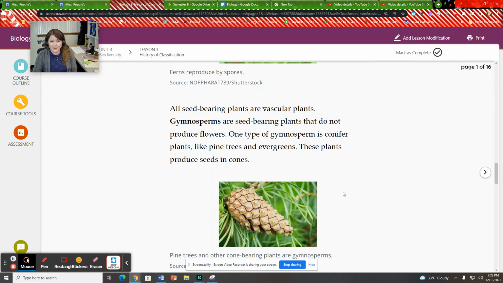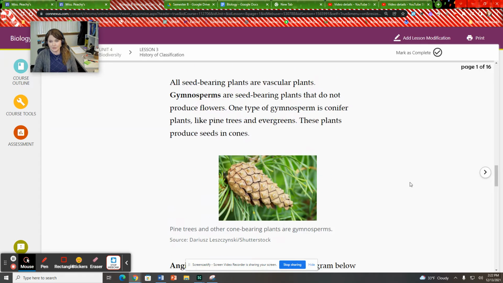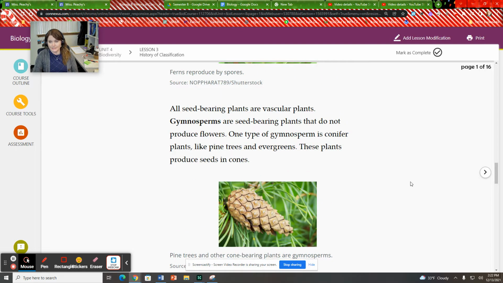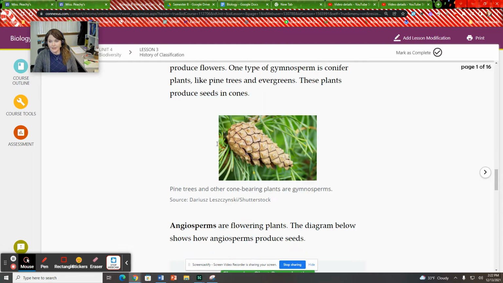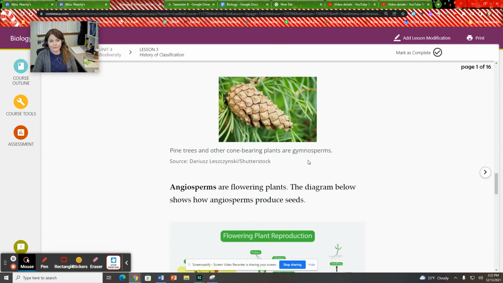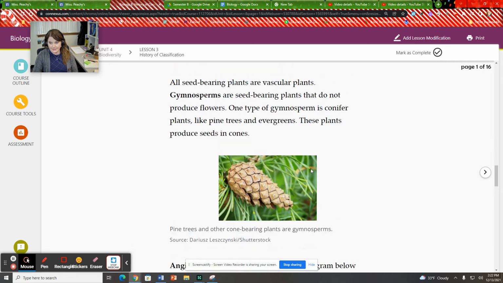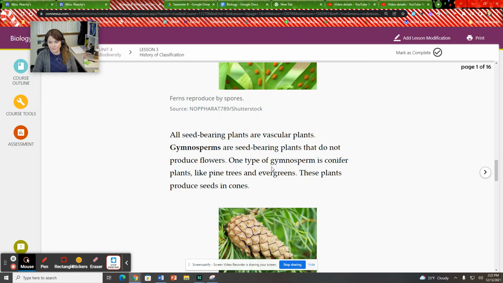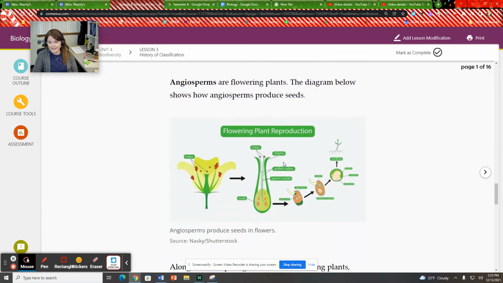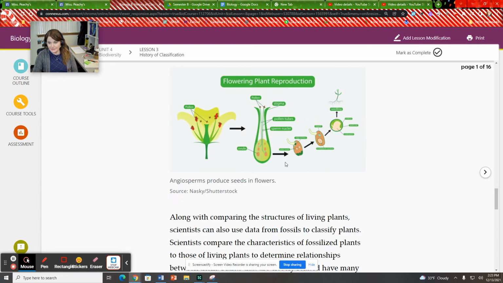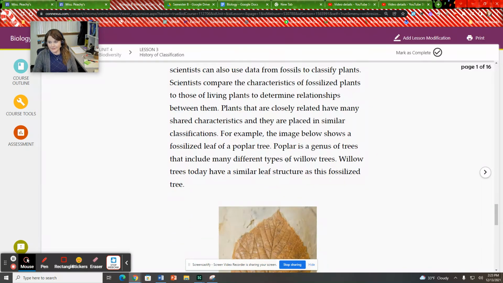Then we can further categorize all of our seed-bearing plants as either gymnosperms or angiosperms. Gymnosperms are seed-bearing plants that do not produce flowers. Instead, they make cones. And angiosperms are flower-producing plants. You can further subdivide those gymnosperms into different groups and the angiosperms into different groups as well. So here we have some classification of plants.